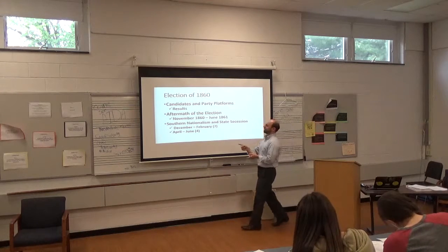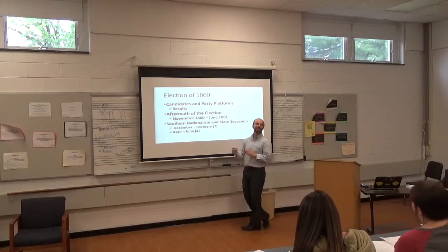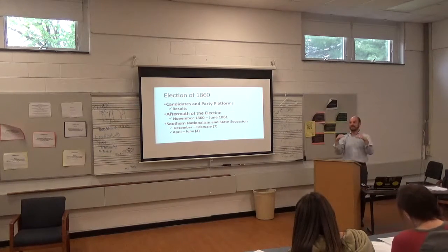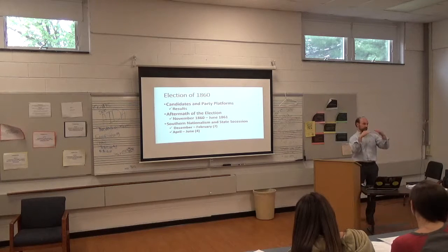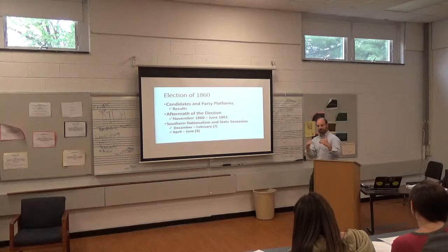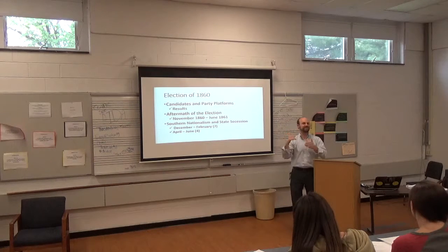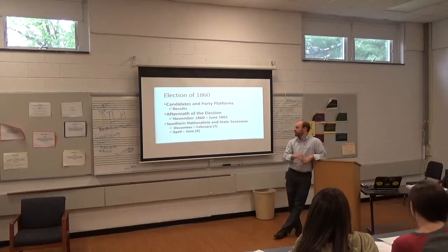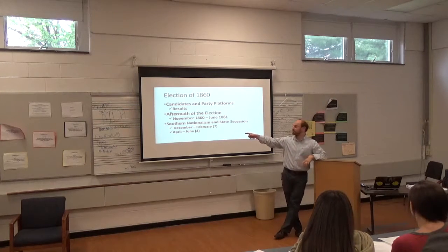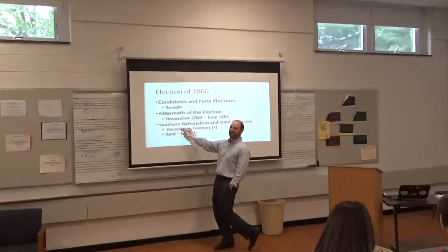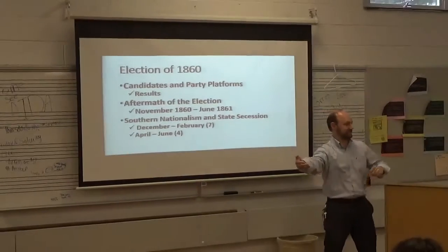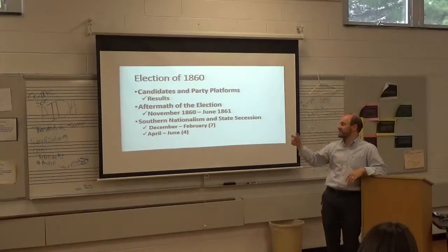So between December of 1860 and February of 1861, seven states secede from the Union, and those are the lower South. They border the Gulf of Mexico, and they border, obviously, the Atlantic with Georgia and Florida, and South Carolina as well. So the one bookend is South Carolina and the other is Texas, right? South Carolina to Texas, lower southern states secede.